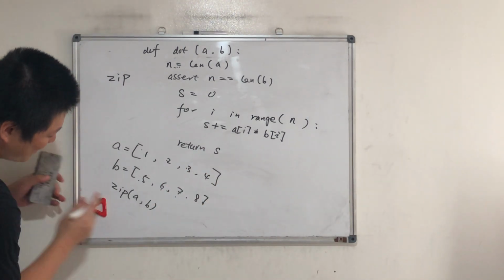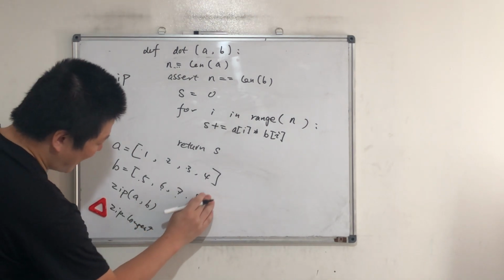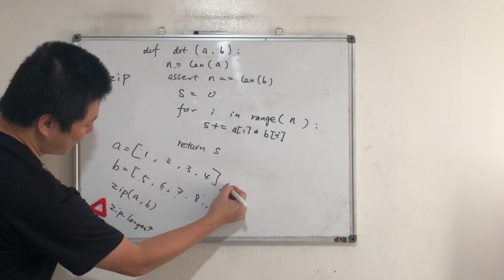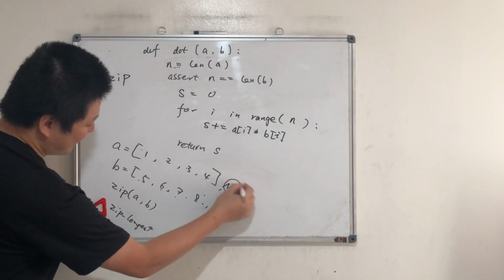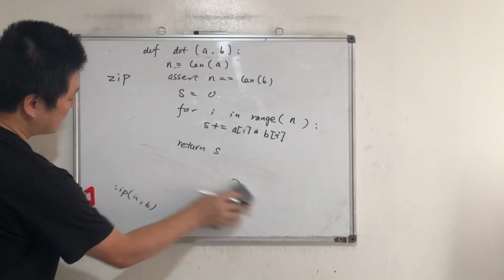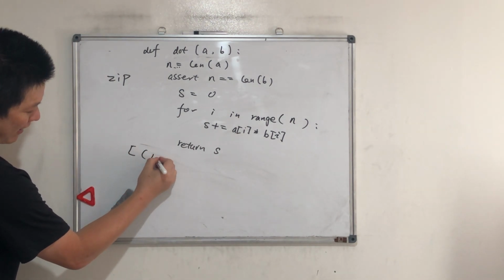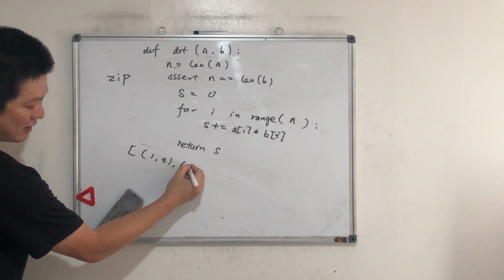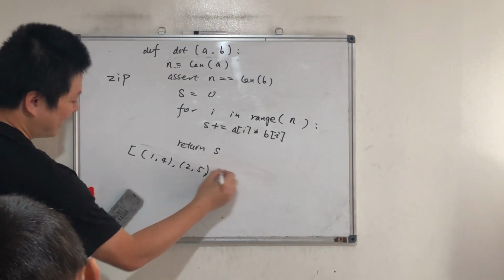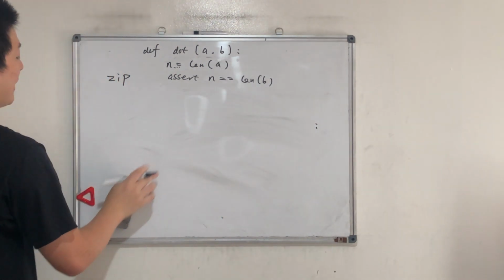And we also have zip longest, if they're different lengths. If there's a 9 here, then you can use zip longest, and this one will be filled with None. We mentioned that before. So if you zip AB, you will return a list of tuples: 1, 4, 2, 5, 3, 6. So we can use this.